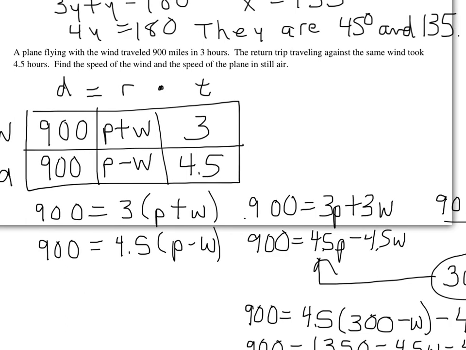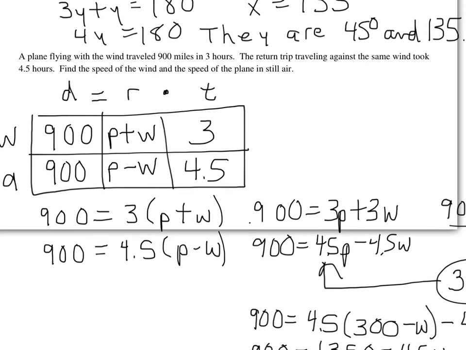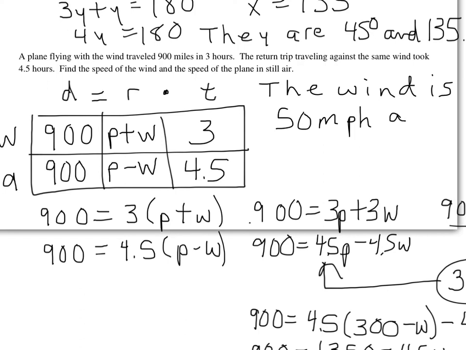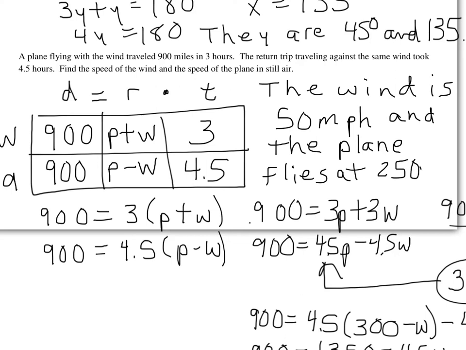Let's go back and check the question. Find the speed of the wind and the speed of the plane. Miles and hours. The wind is 50 miles an hour, and the plane flies at 250 miles an hour. And that's our answer. That's all for this section.